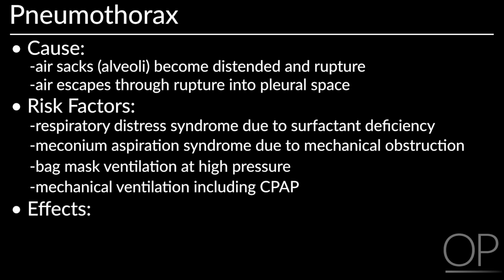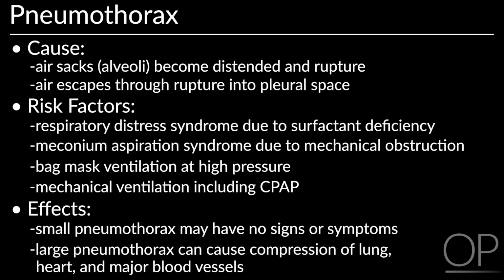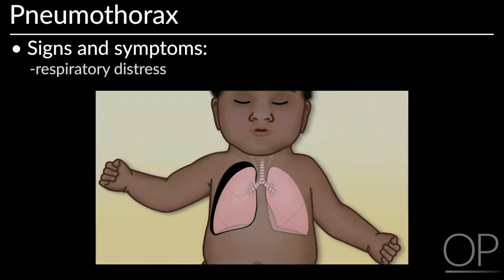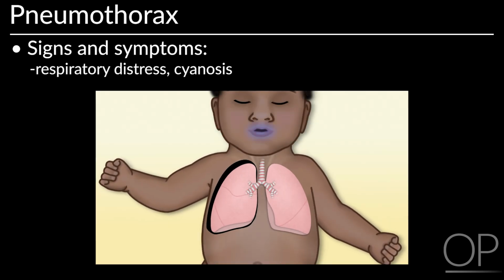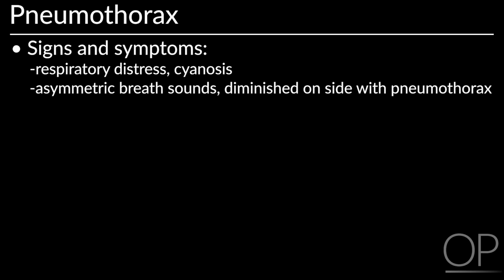Effects of a pneumothorax can vary. A small pneumothorax may have no signs or symptoms, while a large pneumothorax can cause compression of the lung, heart, and major blood vessels. Signs and symptoms of a pneumothorax include respiratory distress, cyanosis, asymmetrical breath sounds, and asymmetrical breathing, with diminished rise on the side with pneumothorax caused by positive thoracic pressure, chest asymmetry, and poor perfusion.